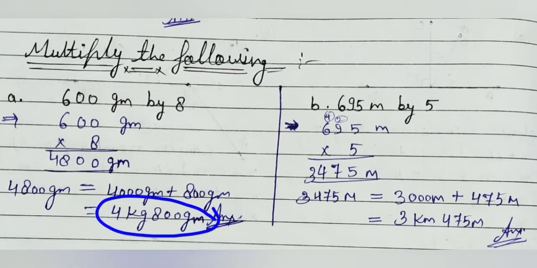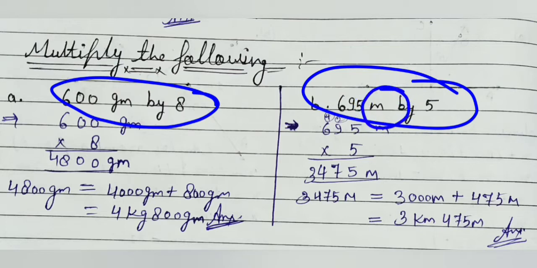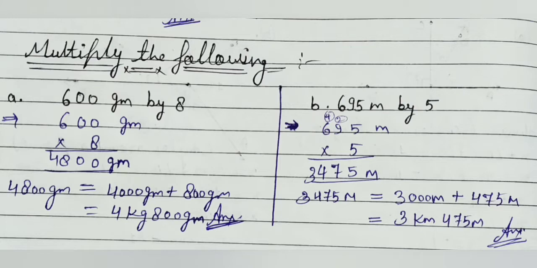Alright. For learning it more, let's see one more example. This one is given here in gram. It means it is about weight, and this one, sorry, is given here in meter. It means it is talking about length. It is quite easy. Put the number 695 and meter.